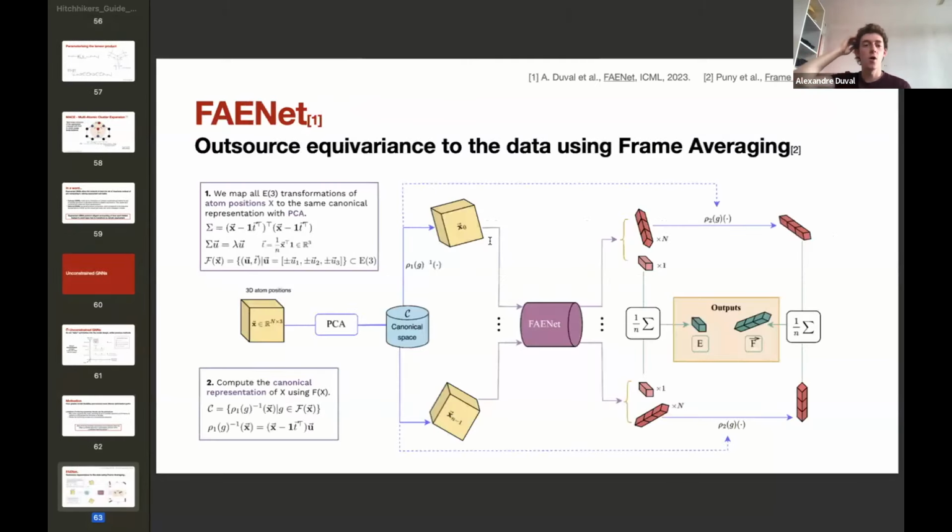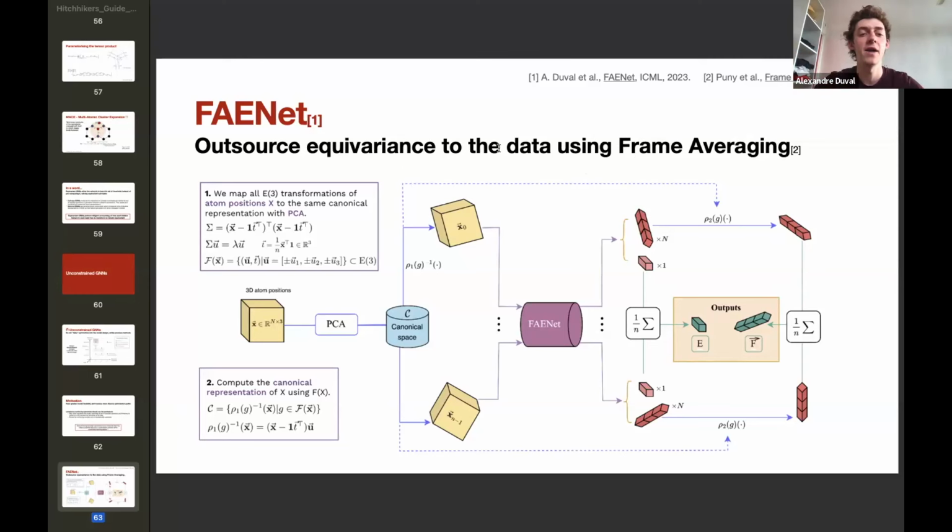We'll see maybe one example of unconstrained GNNs that's called FANET. And the idea behind FANET is to outsource the equivariance to the data representation. So we'll deal with equivariance with this data preprocessing step, and then we'll have a model that can be fully flexible and process the relative positions between atoms using nonlinearities and MLPs. And this FANET model is based on the Frame-averaging paper by Puni. I don't know if he's here today, but it's a great paper, and I would advise to read it.